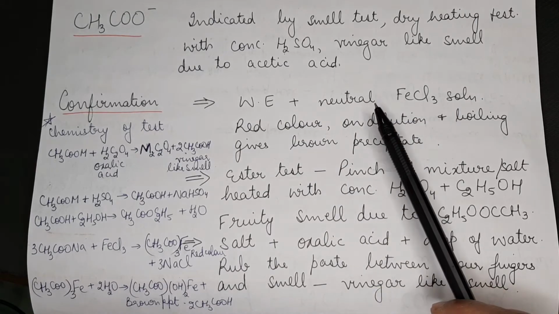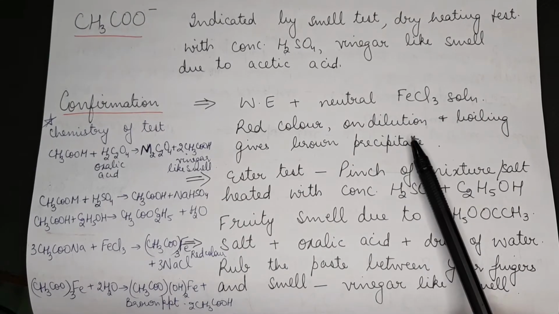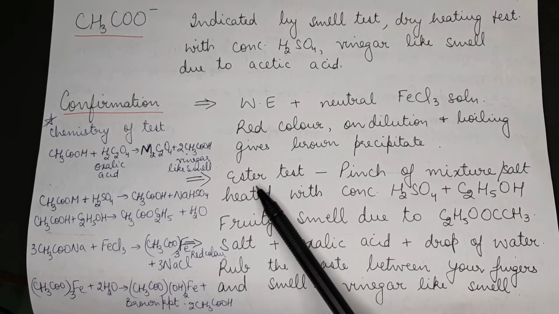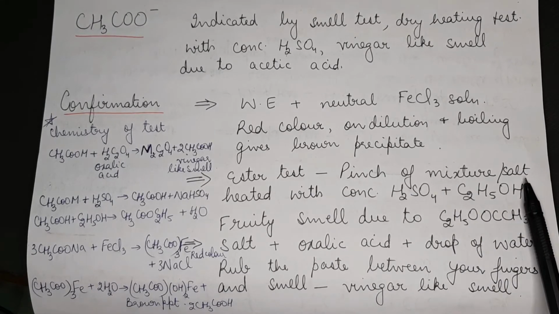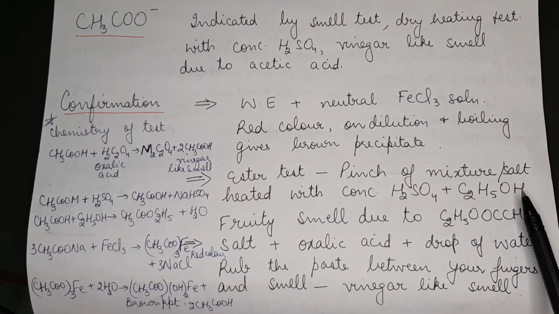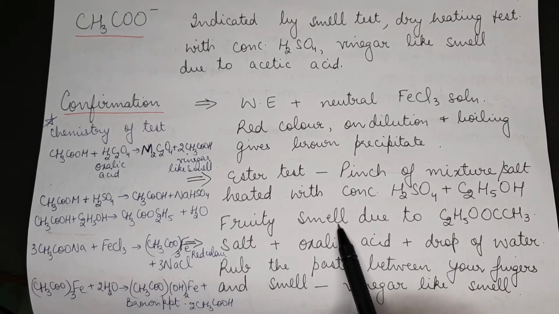Confirmation: water extract plus neutral ferric chloride solution, we get red color, which on dilution and boiling gives a brown precipitate. And the ester test: a pinch of salt is heated with concentrated sulfuric acid and ethanol. Esterification leads to formation of ethyl acetate, a fruity smell.